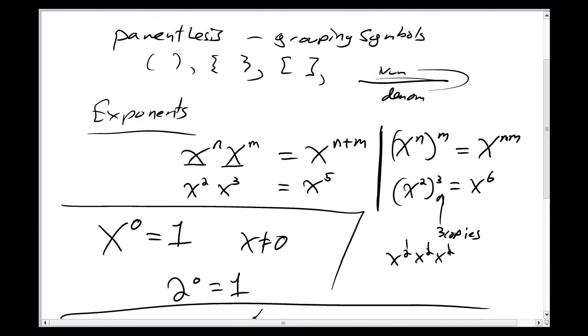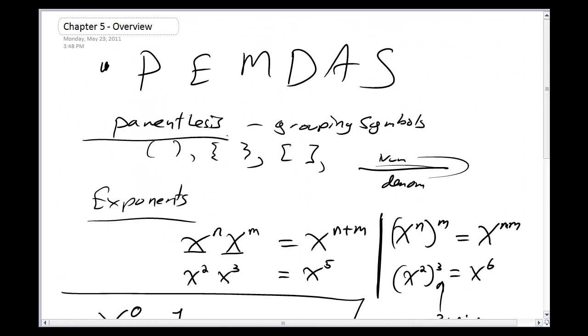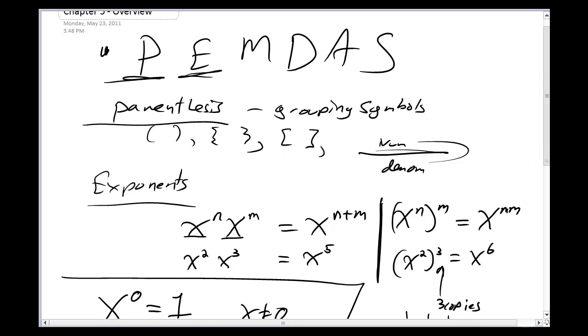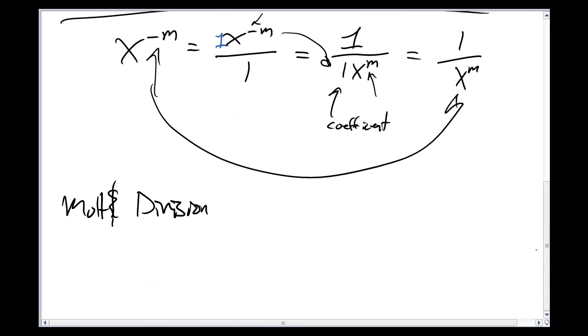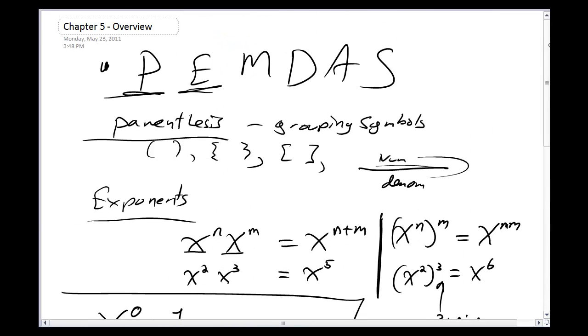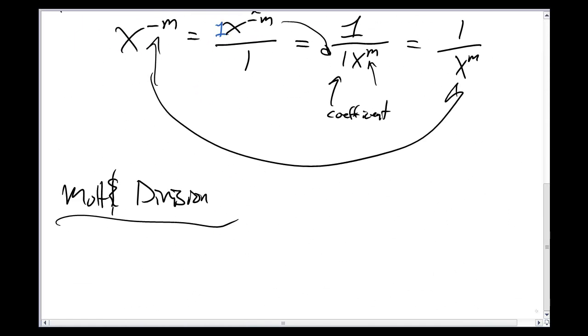So I've got grouping things, which is parentheses. That's the P part of PEMDAS. Then I've got exponents, which is E. Then I have multiplication and division. These you do from left to right in the order that they appear. And then lastly, I've got the A and the S, which stand for addition and subtraction.